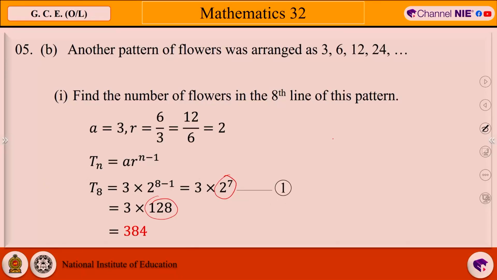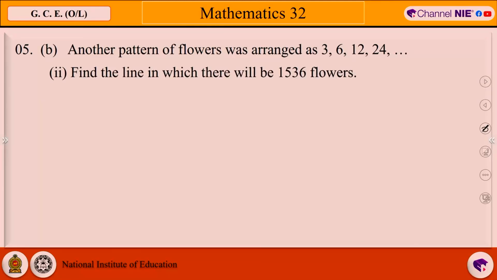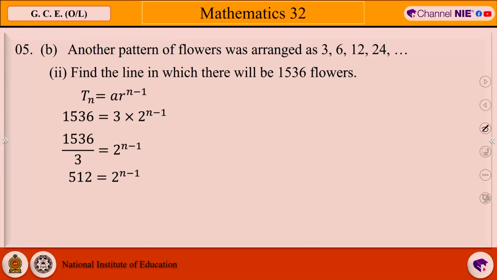How many marks for that? 2 marks for substituting values and obtaining the answer. You will get 2 marks. Right. Then the second part of that, we have to find the line in which there will be 1536 flowers. Again, we have to use the same formula. Here take n equals 1536. Accordingly, we can find that 2 to the power n minus 1 equals 512.